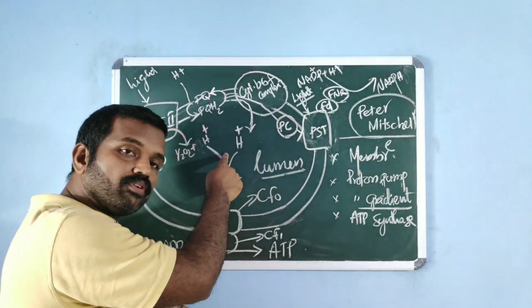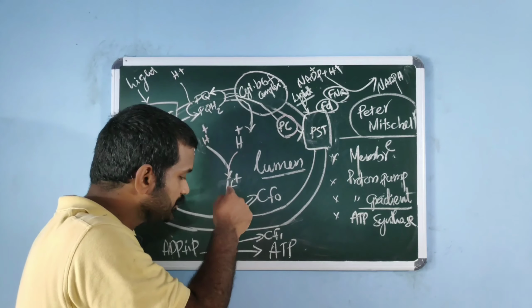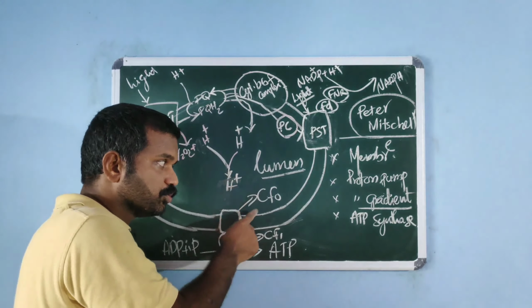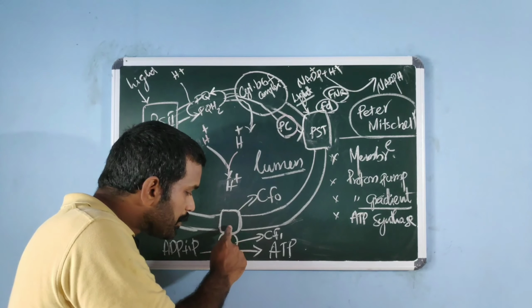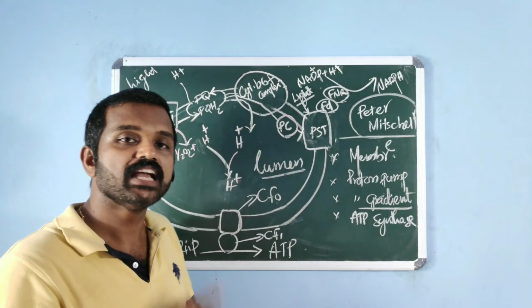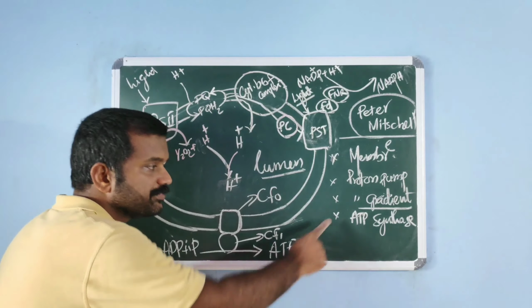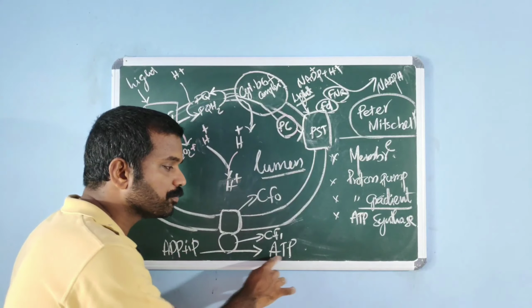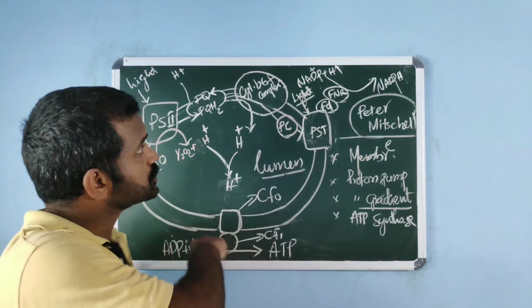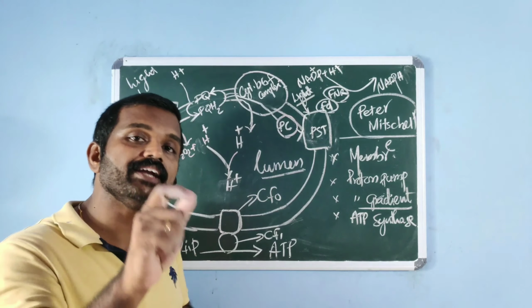When protons flow from the thylakoid lumen to the stroma, first they pass through the F0 part. Then when they pass through the F1 part, it brings a conformational change in the enzyme. As a result, ADP and inorganic phosphate present in the stroma combine to form ATP. ATP synthesis takes place in the stroma. Actually, this diagram is given in the NCERT 2020-21 edition.